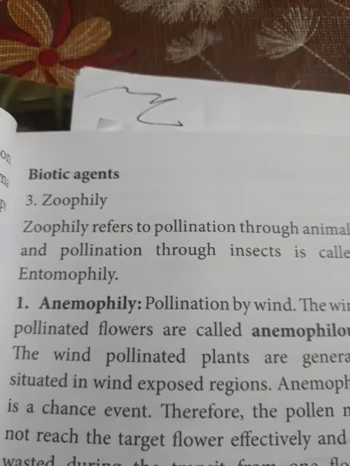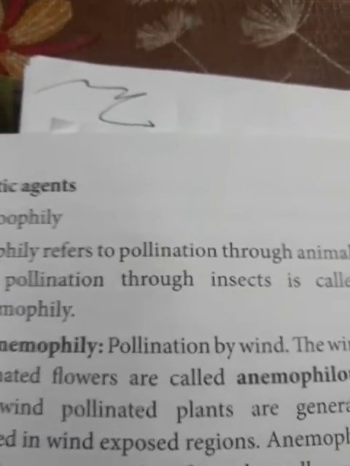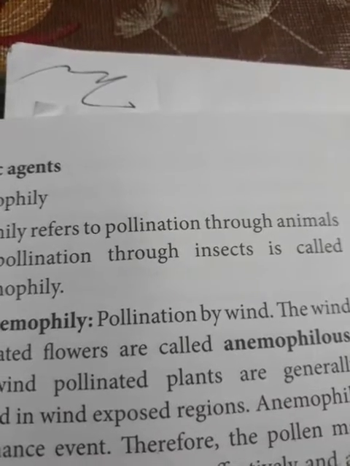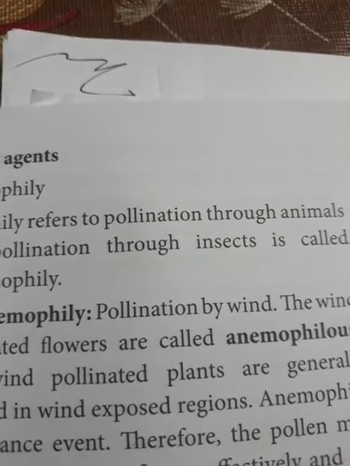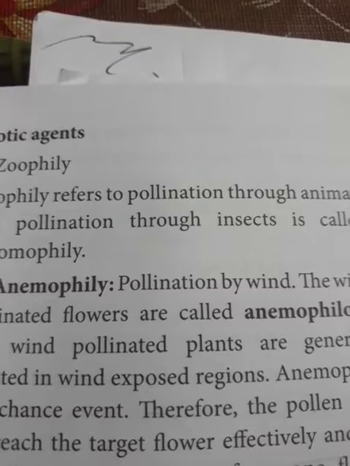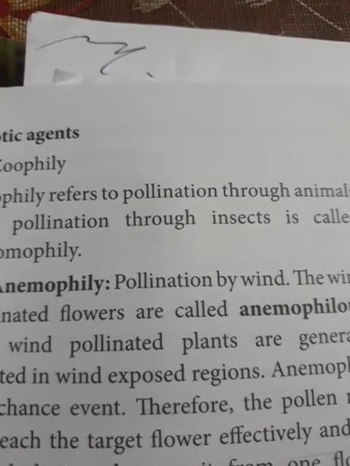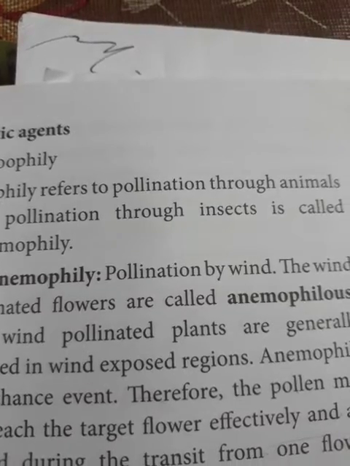Now, in the next part we are going to discuss all these types, that is anemophily and hydrophily, and we will be discussing the definition. After that, we will discuss what characteristic features are shown by the plants if they are pollinated by wind and water, with examples.